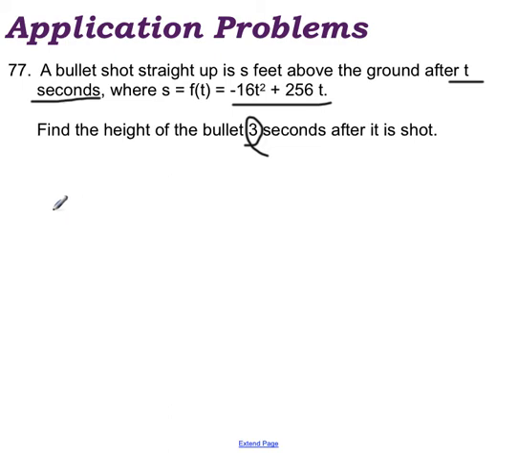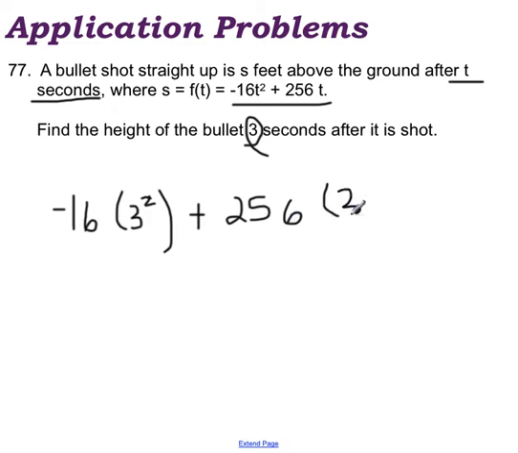So that gives us negative 16 t squared, which is going to be 3 squared, plus 256 times 3. I'm trying to write with my mouse, so no laughing at my handwriting.